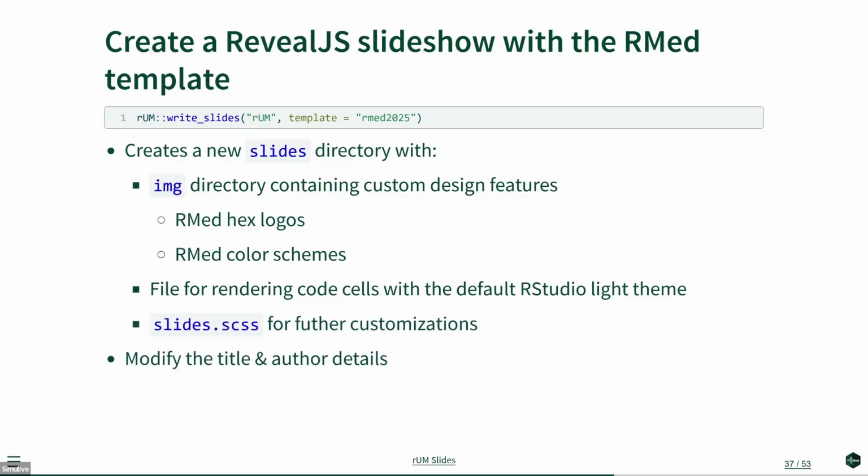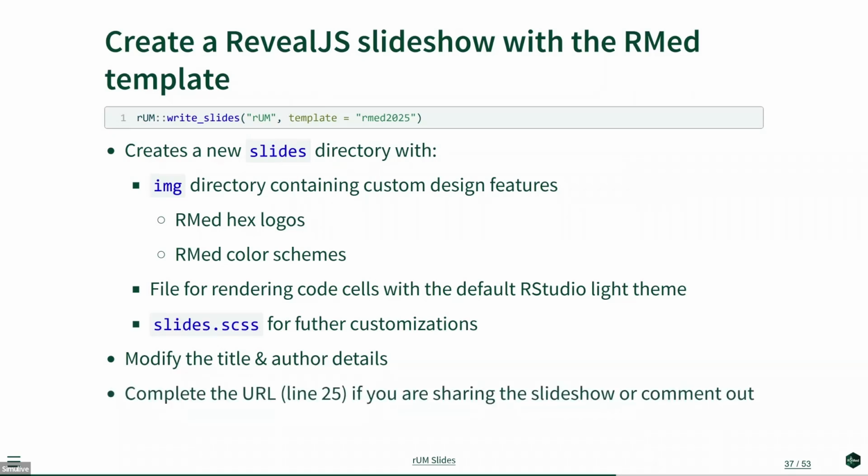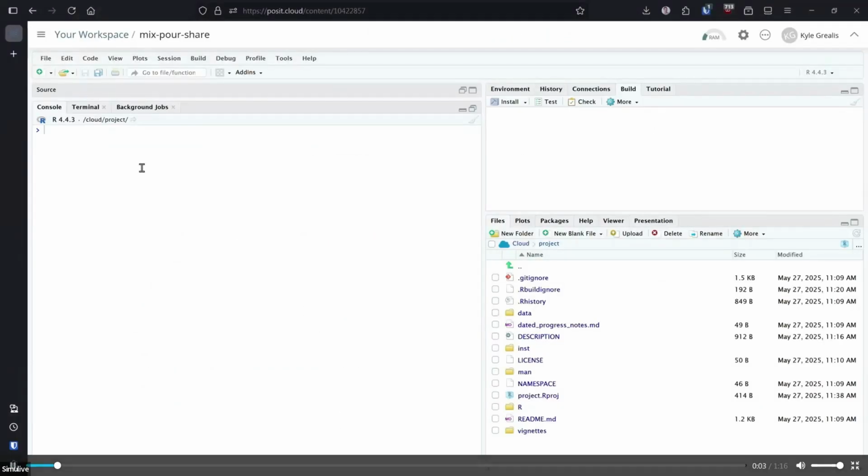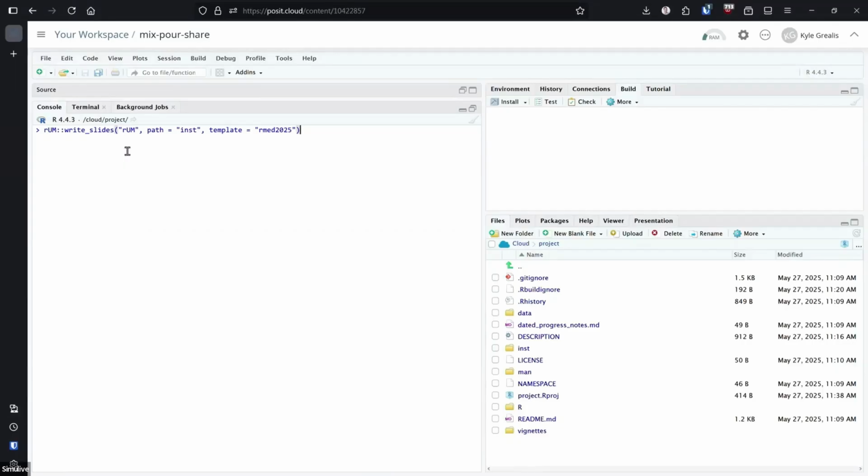Just modify the YAML as you would for any other document for the title and the author details. And if you plan to share this, just add your URL for your GitHub repository or wherever these slides will be living, or just comment out if you choose not to do that. So let's create some slides here in our package.